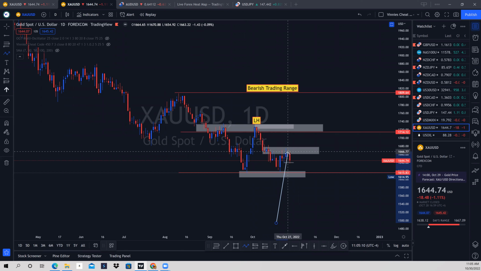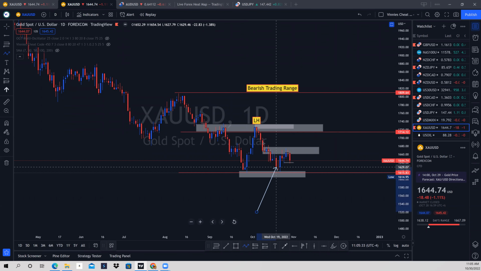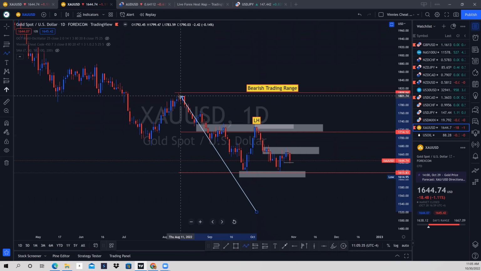So here's what I'm expecting this week from gold. To get more information, what we need to do is go down to our 4 hour time frame. My expectation is still to sell gold. That is the overall trend of the market. That is my directional bias. That only changes when price comes up to break this swing high.